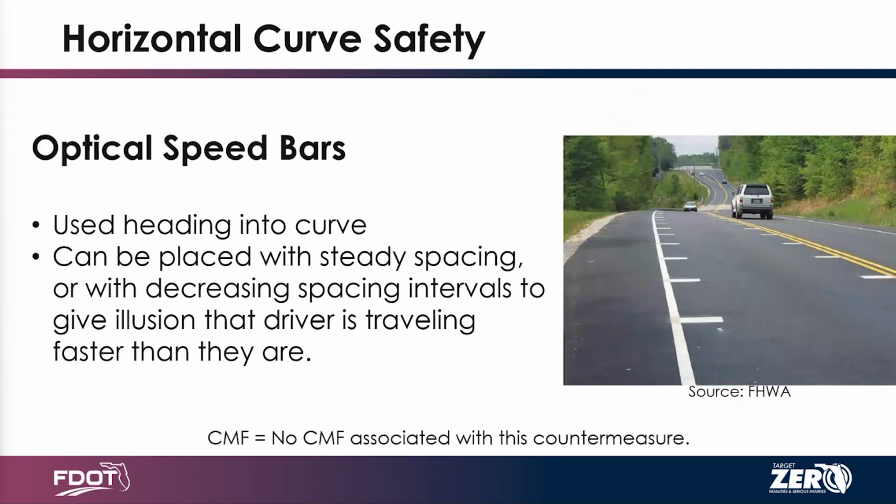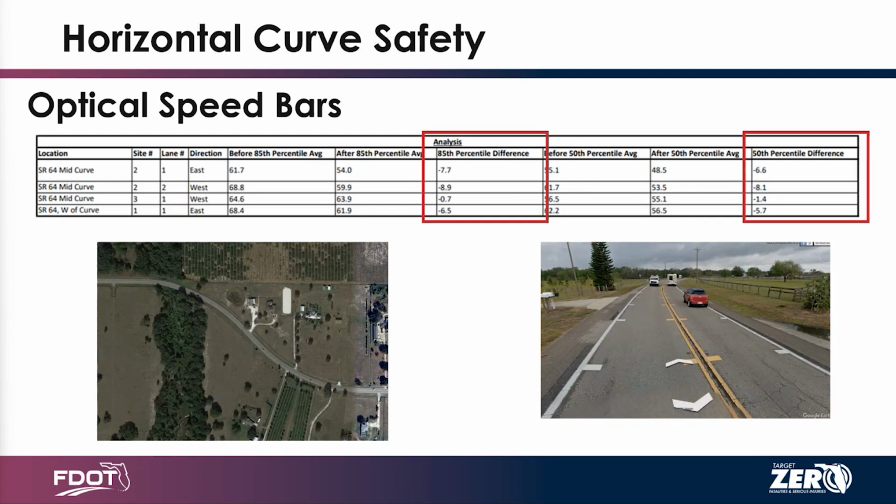Another thing to help control speed are optical speed bars, which can be used as you're heading into the curve. They're placed with steady spacing or with decreasing spacing to give an illusion that drivers are driving faster than they actually are. This also helps drivers feel a little bit more enclosed in the roadway and hopefully makes them slow down. That is what the safety analysis done by the Federal Highway Administration showed. You see the 85th percentile difference and the 50th percentile difference, how speeds are reduced going into those horizontal curves from a before and after period.